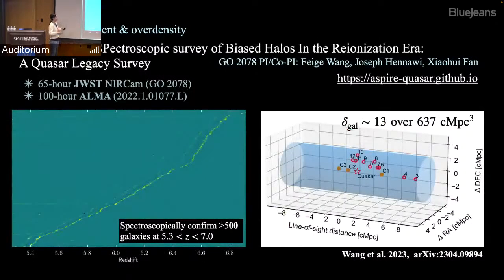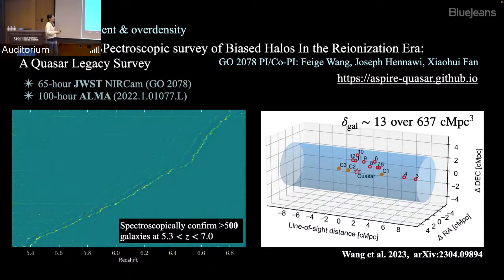And also at redshift above 6.5, the ASPIRE program I mentioned before. This is a NIRCam slitless survey program for about 25 quasars at redshift above 6.5. It is a medium-sized JWST Cycle 1 program, together with a 100-hour ALMA-led program, searching for the quasar environment in multiple wavelengths. And from the JWST observations, that is the oxygen-3 emitter figure. This program has already spectroscopically confirmed more than 500 galaxies at redshift 0.3 to 7.